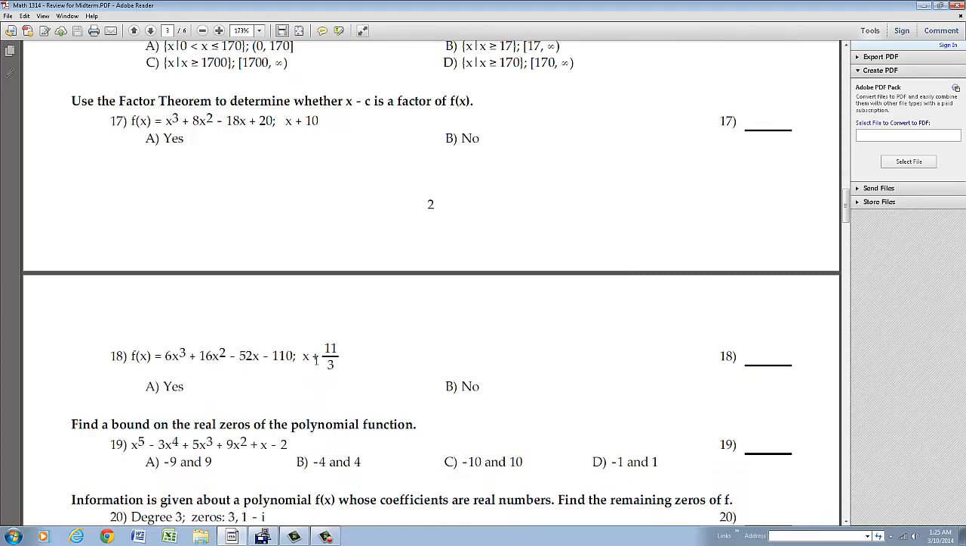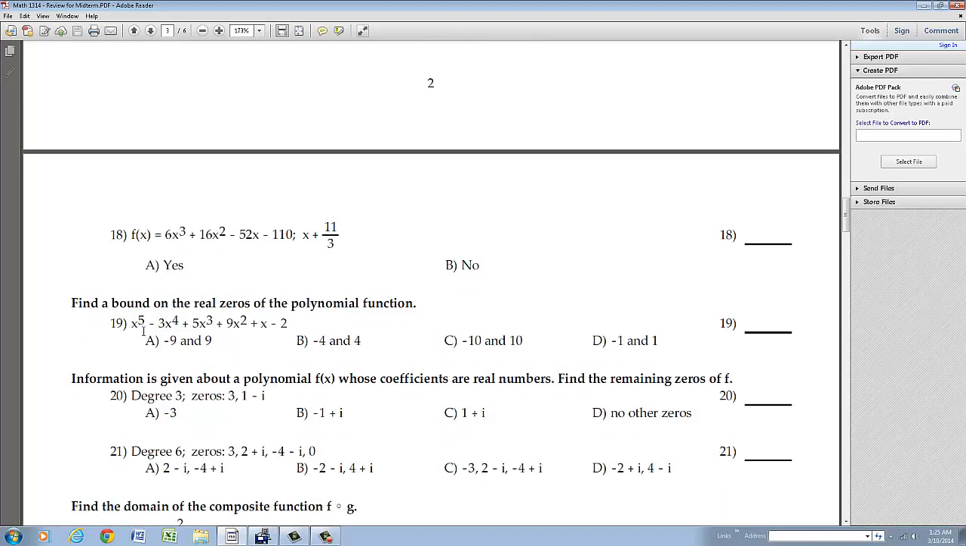Okay, 18 would be the same way. It's x plus 11 over 3. So if I write that with a minus, that would be x minus negative 11 thirds. So you would take negative 11 thirds and store it in the x like I did in the last problem. And then type out the polynomial here, hit enter. And for number 18, you will also get 0. So the answer is yes.